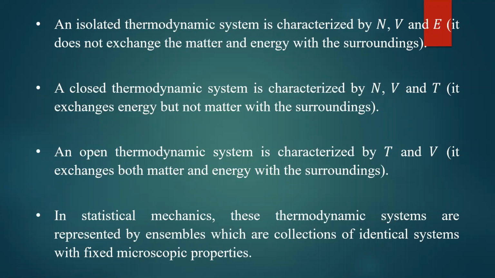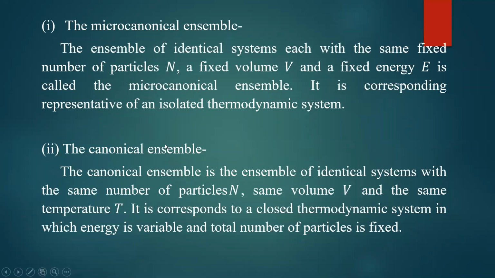How do we define this ensemble? Different systems. There are three types. One is the micro-canonical ensemble. This micro-canonical ensemble corresponds to an isolated thermodynamic system.